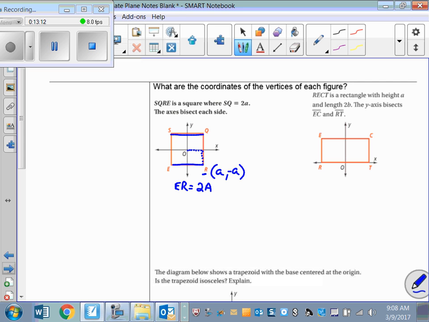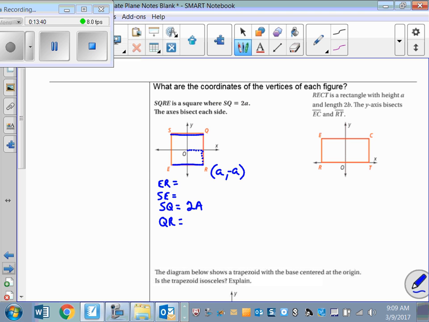So let's look at Q then. I know the x value is going to be the same. That's not negative. Let me get rid of that so I don't confuse you. It's not negative. ER equals SE equals SQ equals QR, and they all equal 2a.